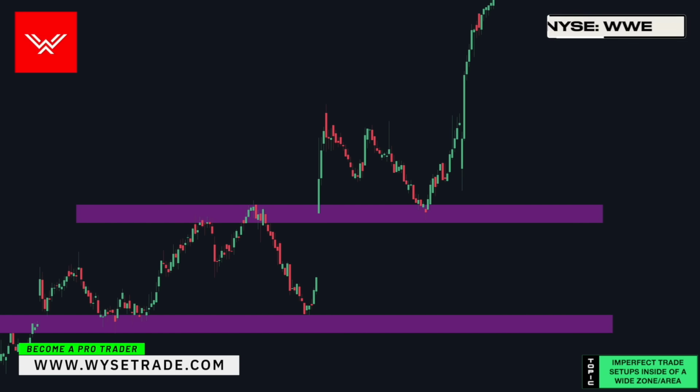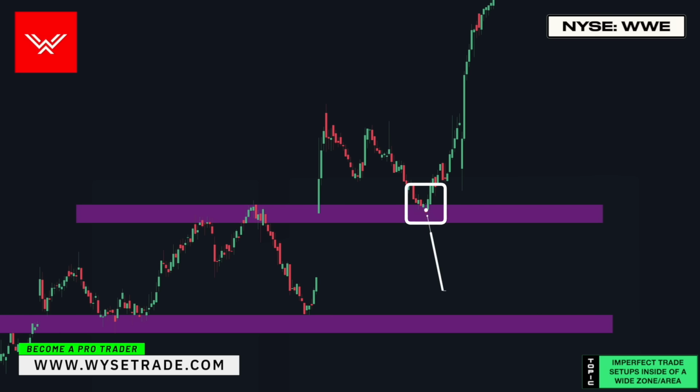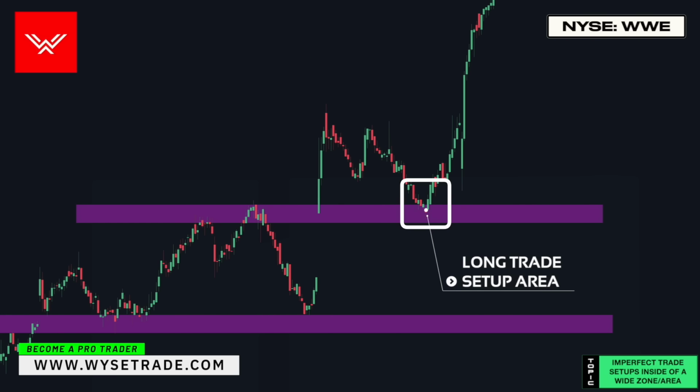This is the WWE stock daily time frame. Notice how these reversal points happen in the same general area, but not very close together, which means you cannot place a slim level, but instead need to apply a wide zone like this. This here is your long trade setup because of the following factors.